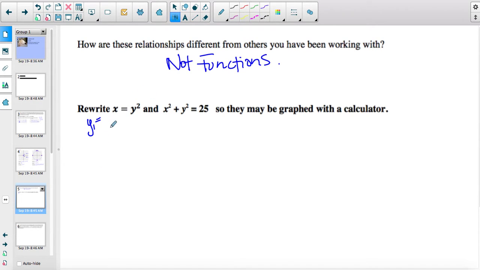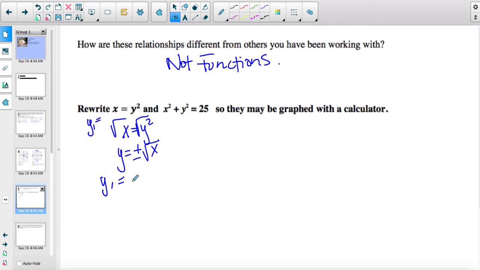This is not a function, and we can't graph functions in our calculator. Our calculator won't accept a function. So we have to get a little bit creative here. If I have x equals y squared, I'm going to square root both sides, and I get y is equal to plus or minus the square root of x. Remember, when you square root a squared variable, you have a plus and a minus option.